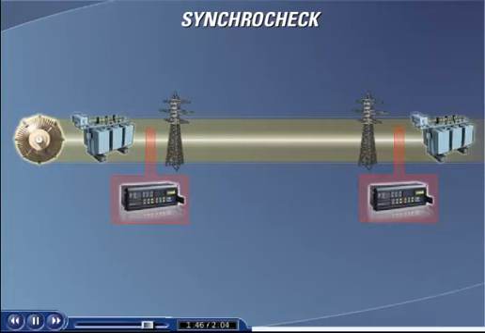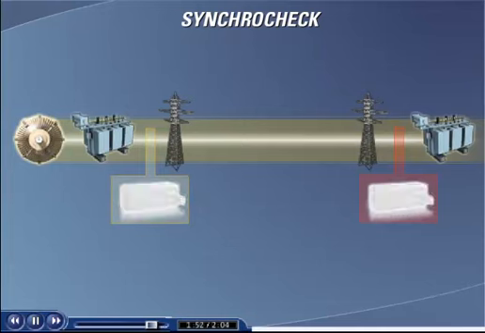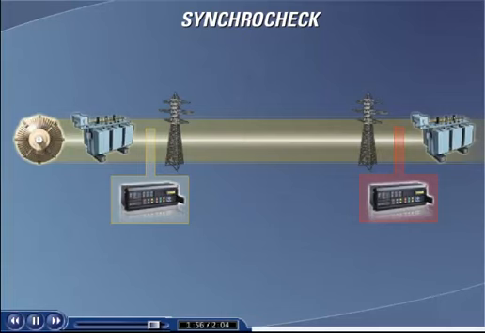Usually a circuit breaker at one end will be closed first. Before closing the other circuit breaker, the SynchroCheck relay or SynchroCheck element will check if the phase difference, voltage difference, and frequency difference between two parts of the power system is within acceptable limits. If so, reclosing of the second breaker will be initiated.